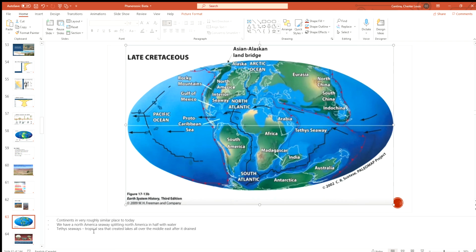The Tethys seaway was a tropical sea that created lakes all over the Middle East after, and then it rained. Oh yes, so the Middle East used to have a lot of lakes, and now we see it has a desert, right? The Middle East is a lot of desert. See this? Arabia used to be covered in shallow water, with shallow marine life. Okay.